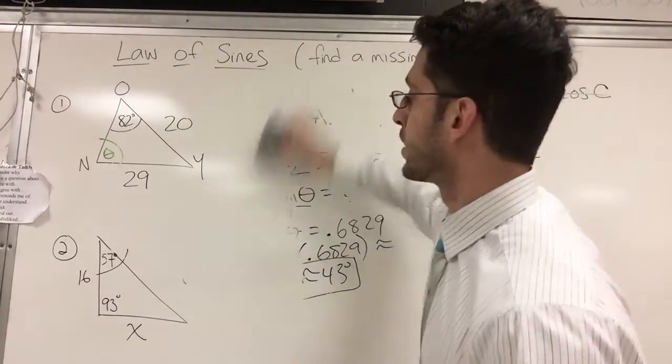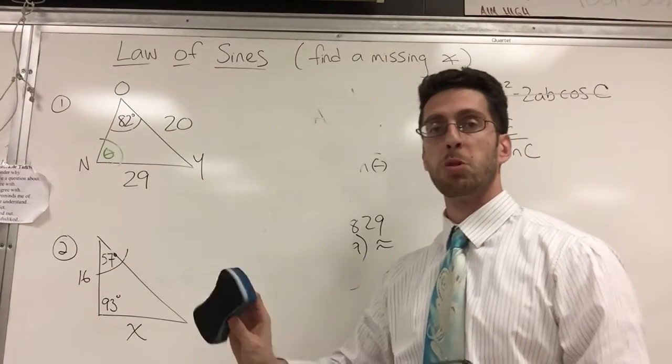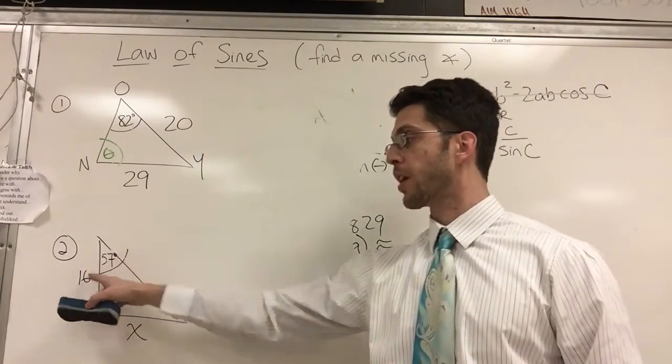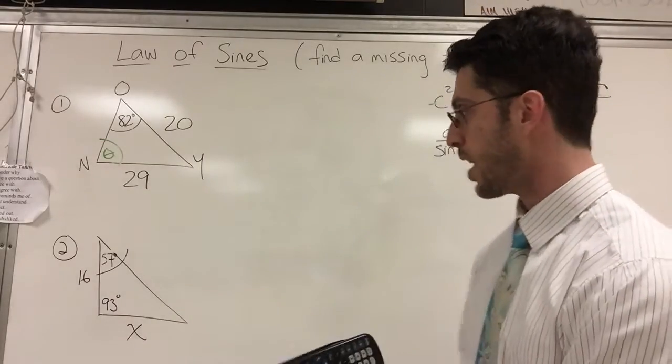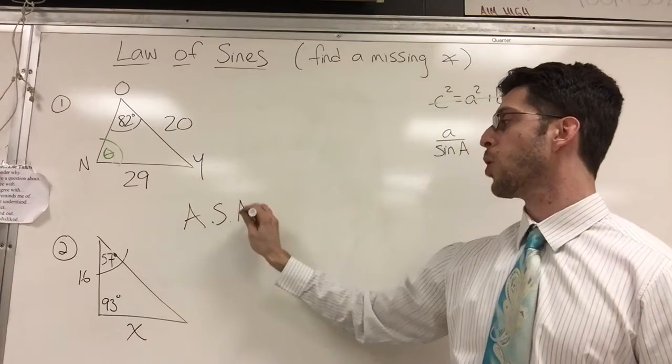All right. See if you can set this one up. And this one is not to find a missing angle. So if you're good, you can cut the video off now. But I thought I might want to show you ASA also, because I never did that before. So if you're given ASA, all right, here's an angle, here's a side, here's an angle. If you're given ASA, what do you do?